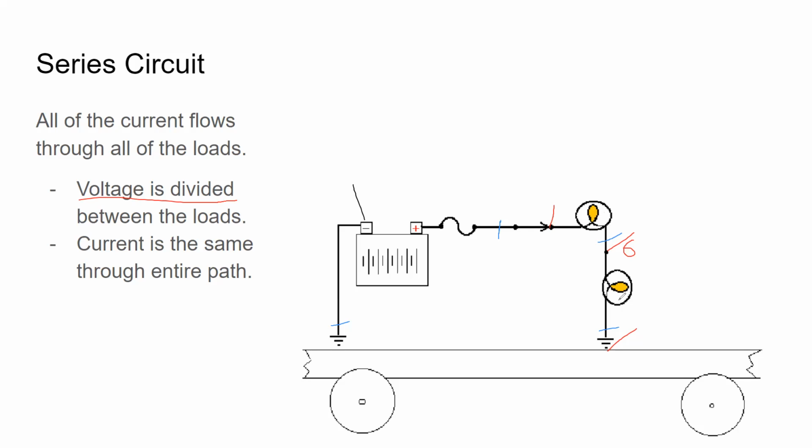But since we have 2 equal loads on this circuit, the voltage pressure is being divided. All of the voltage must be consumed on a circuit. We start with 12 volts. We split that 12 volts between these 2 loads, and we end up with 0 down here on the ground plane.